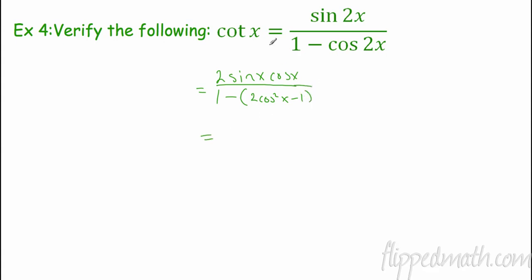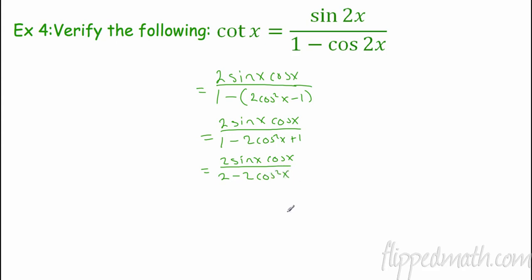Now we're going to try and get cotangent x, which we know is cosine over sine. Alright, let's take a look. 2 sine of x cosine of x. To me, this looks like I can distribute, so I have 1 minus 2 cosine squared x plus 1, which gives me 2. So now I have 2 sine of x cosine of x, and 2 minus 2 cosine squared of x. Anytime I see the same number down here, I like to factor. Haven't done a whole lot with the top. So this is 2 times 1 minus cosine squared x.